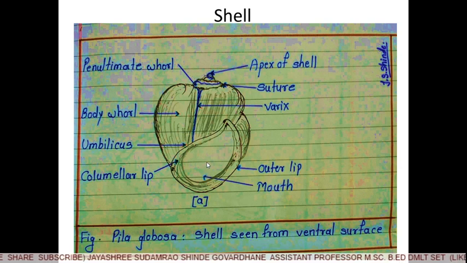The margin of mouth is called peristome. Peri means surrounding, stoma means mouth. लक्षात ठेवायचं आहे, peristome. The margin of this mouth, it is known as peristome. From this peristome, head and foot of animal can protrude. The columella, also known as central axis of the shell.